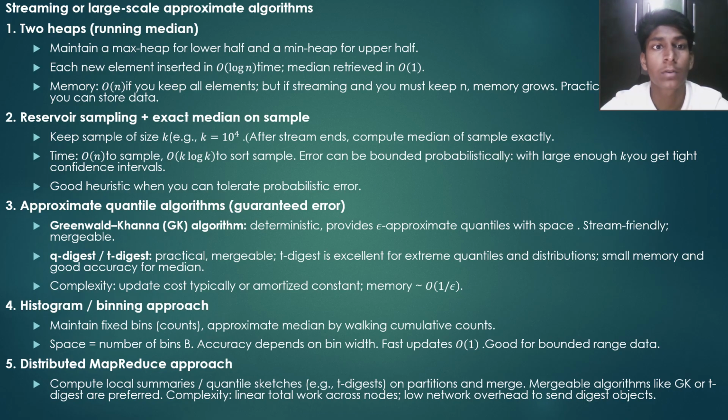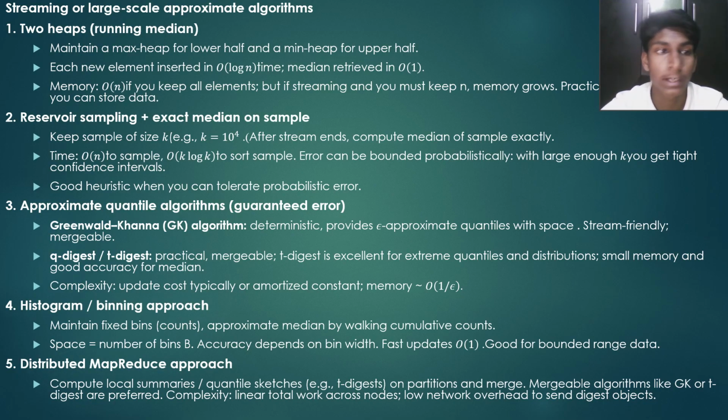Streaming on large scale approximate algorithms. Two heaps: maintain a max heap for the lower half and a min heap for the upper half. Each new element is inserted in O(log n) time, and the median is retrieved in O(1). Memory is O(n) if you keep all elements, but if you are streaming and must keep n, memory grows.